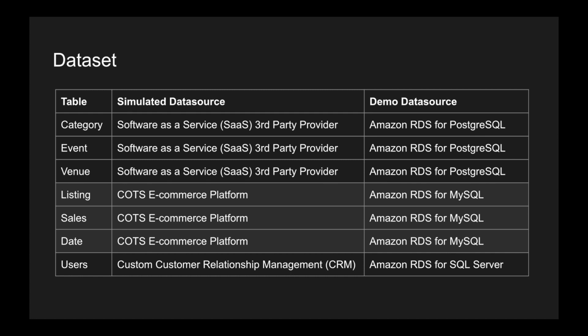A data lake typically contains data from multiple data sources, each with different data storage formats, protocols, and connection methods. To simulate this, I have split the ticket database into 3 separate data sources. Each data source represents a different enterprise system.